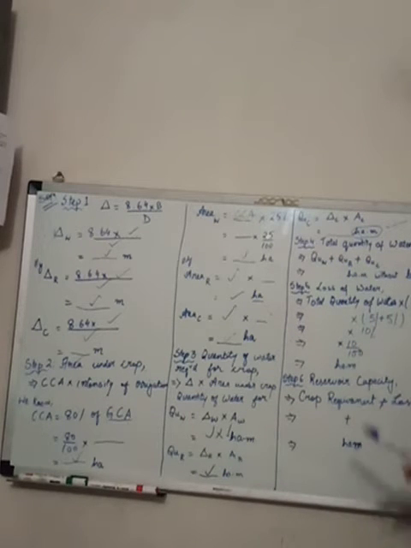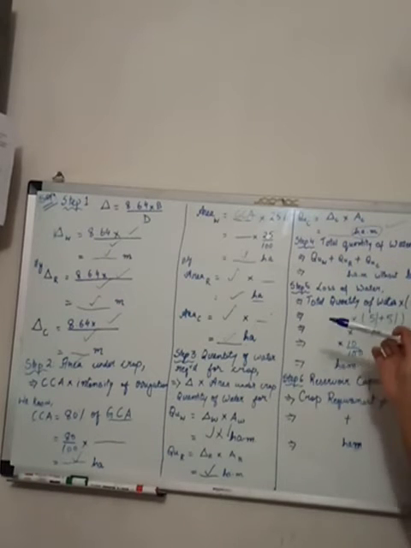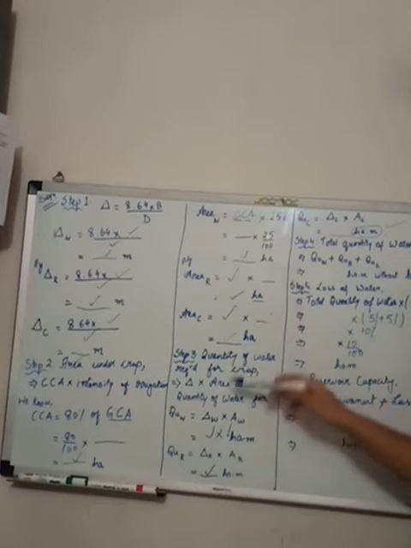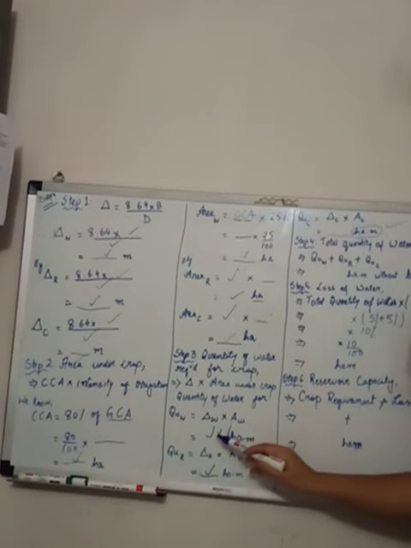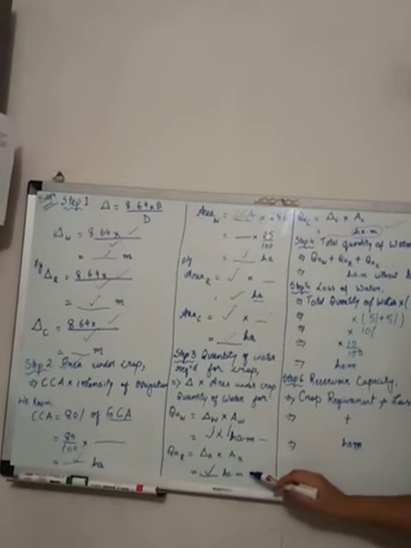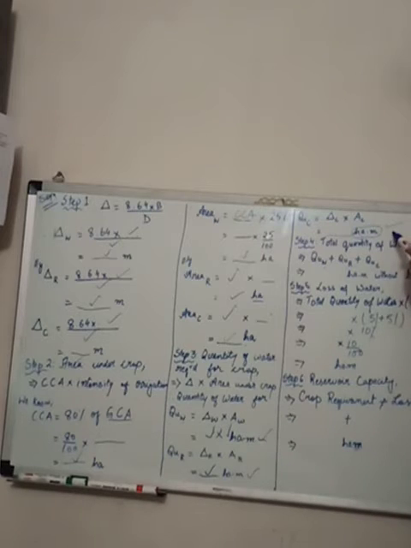Now step 4, we have to find the total quantity of water required for the crops. There are 3 crops, right? So we have to find the total of these 3. It's the quantity of water for wheat, for rice and for cotton. Whatever values you get, you add them here. I hope it's clear. Then you will get this quantity of water, which is in hectare meter, without the losses. This total quantity of water is without the losses.